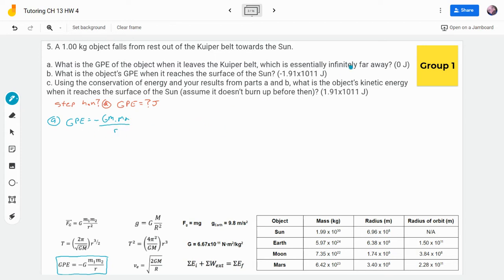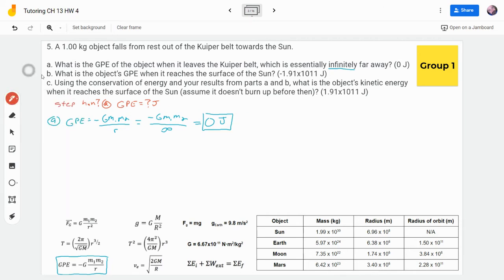Okay. Well, this thing is starting essentially infinitely far away. So what that means is, I could put in the numbers for big G, for M1, 1 kilogram, for M2, the mass of the sun, but the distance it is away is infinity meters. So any finite number divided by infinity is going to give you 0. Convince yourself of that. If you take some number that isn't infinite and divide it by infinity, you get 0. So our answer for part A is just 0.